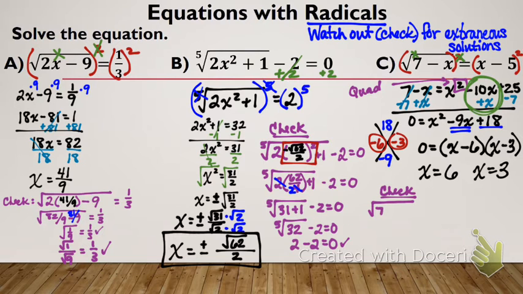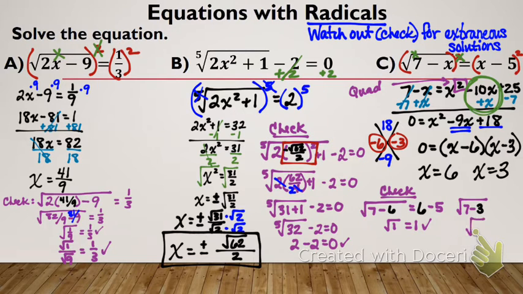So I have 7 minus 6 equals 6 minus 5. Yep, because here I'd have the square root of 1, and here I'd have 1. That checks out. And then we still need to check 3. So I have the square root of 7 minus 3, which would be what?